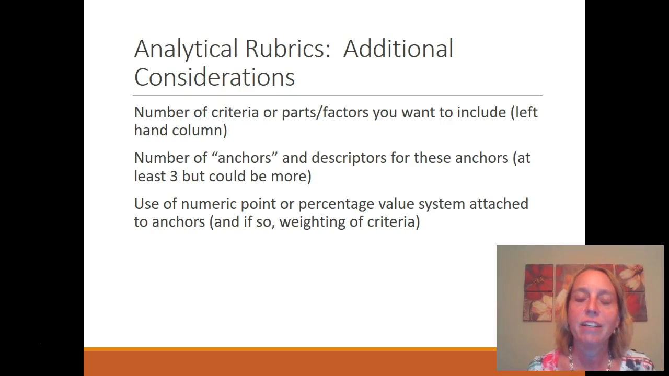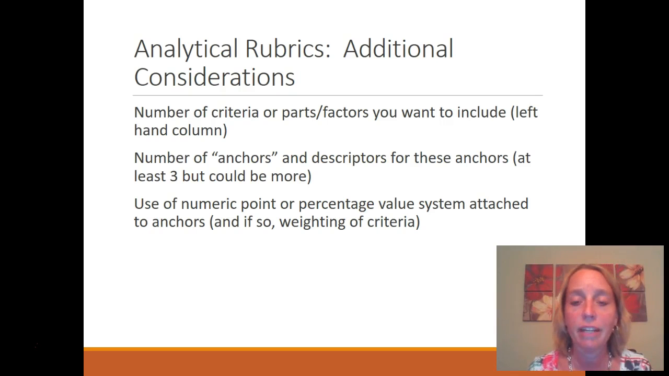All right, so let's look at a couple other considerations with this analytical rubric. First, you want to think about how many criteria and how many factors you want to include. So how many parts of the project do you want? And then you want to determine how many layers or anchors in terms of quality you want to include.